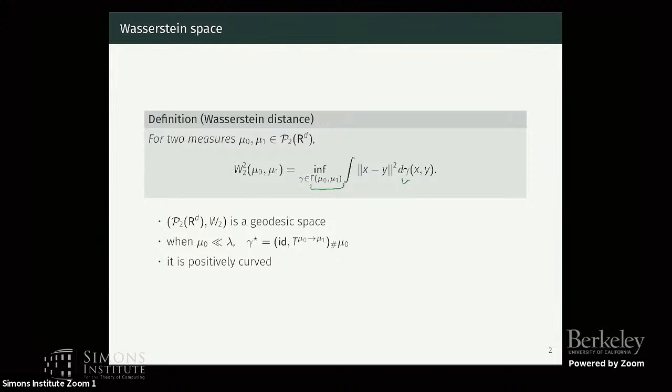This Wasserstein space is a geodesic space, just like the sphere that I mentioned before. It is positively curved, just like the sphere, and I will use this sphere as a stereotype of my Wasserstein space to make some drawings. And when mu0 is absolutely continuous with respect to Lebesgue, then my gamma star, the optimum here, has a Brenier map, which I denote T from mu0 to mu1.